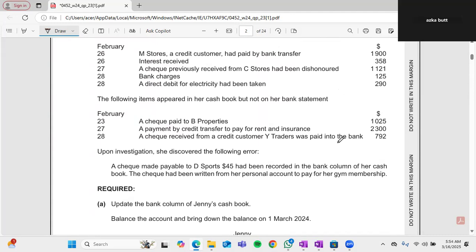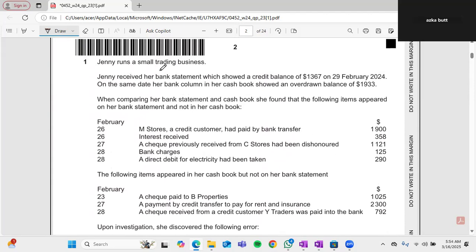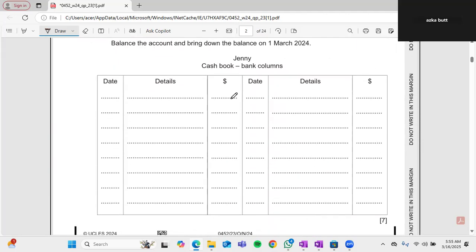Okay, now we have to prepare the cash book. So first of all, Jenny runs a small trading business. Jenny received her bank statement, which showed a credit balance of 136, on 29 Feb 2024. On the same date, her bank column in her cash book showed an overdrawn balance, which is 933. So this is basically a credit balance. So we have to write it here.